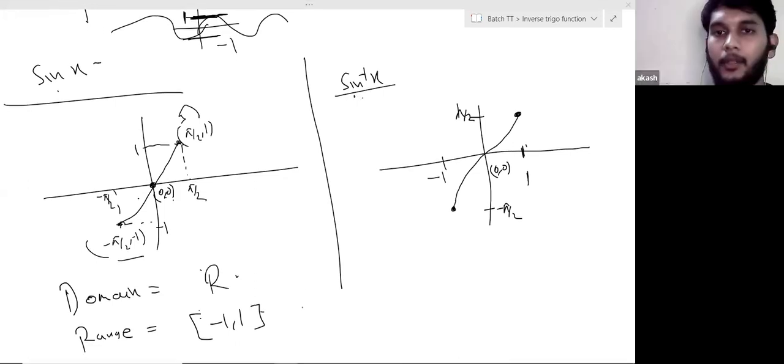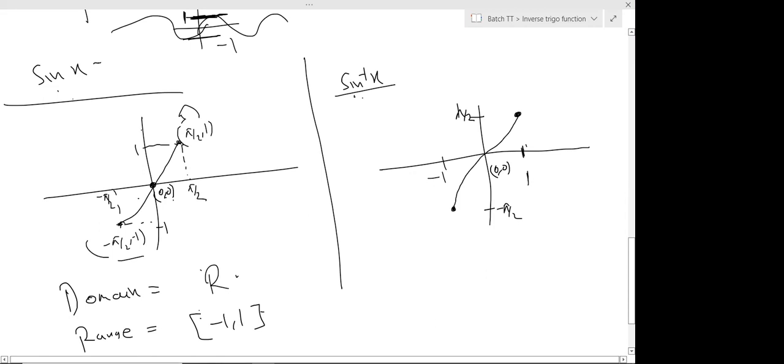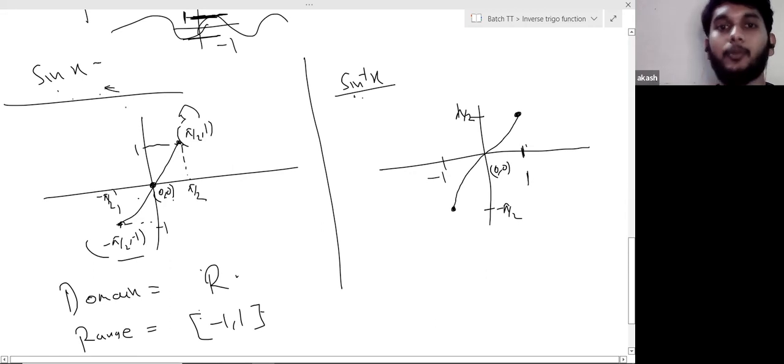All right. So this is the graph of sine inverse x. And look at the domain and range here. In sine x, we put angles and we get values. But in sine inverse x, we put values from -1 to 1 and we get angles, right? Because the inverse happens.